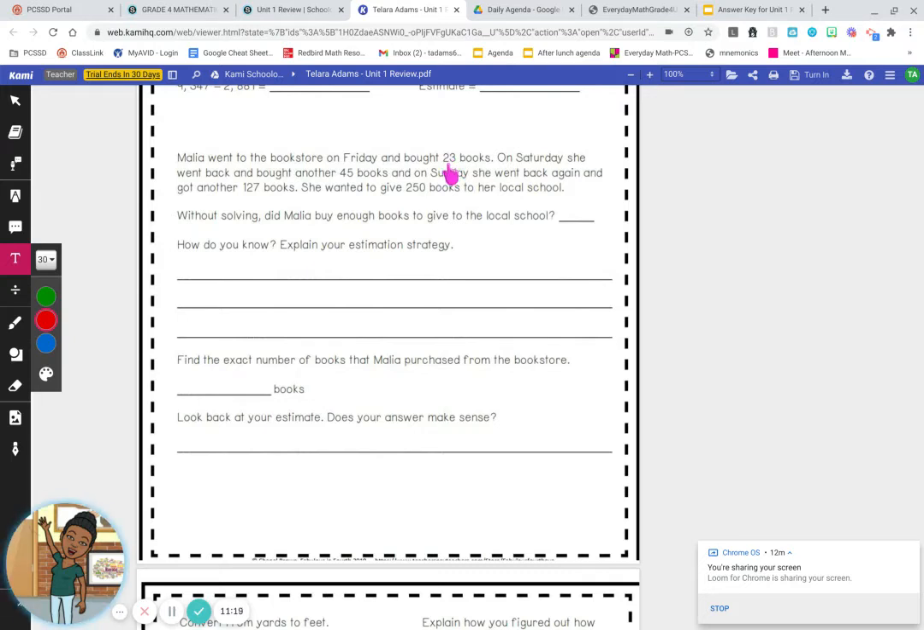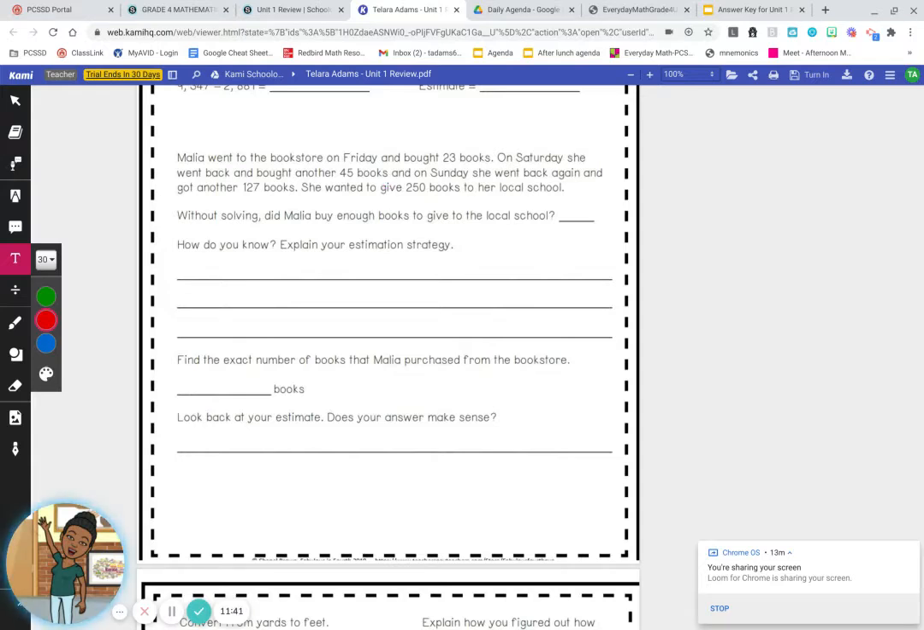23 is close to the number 20. 45 is close to 50. 127 is close to, you could say, 100 or 130. Keep using your tens place. Completely up to you. So without solving, we're only estimating.